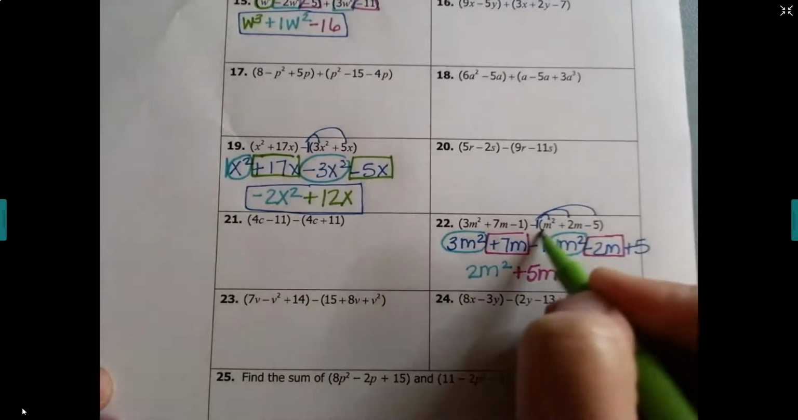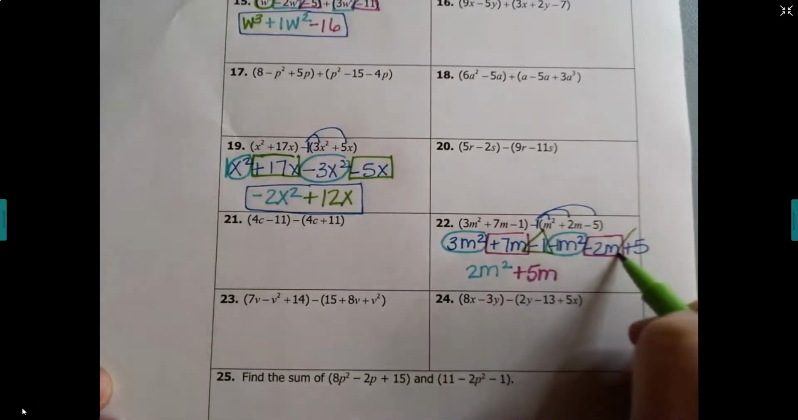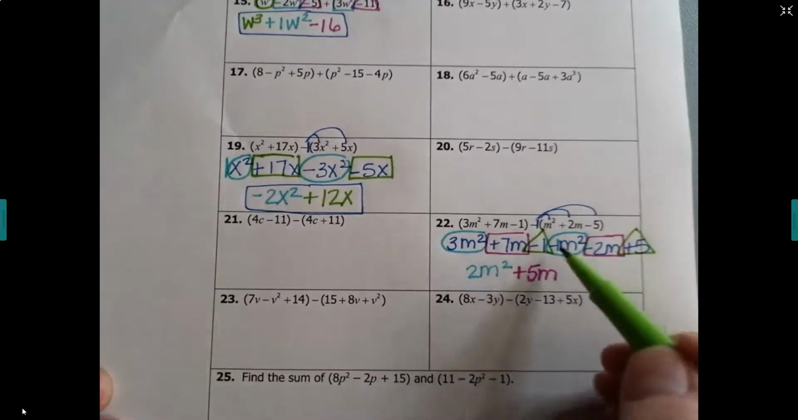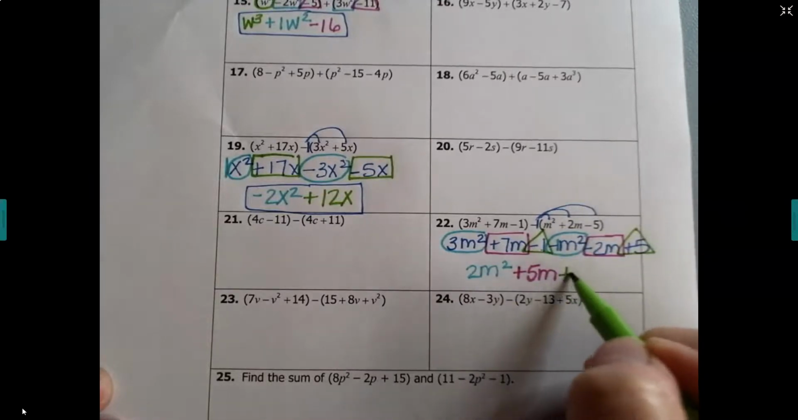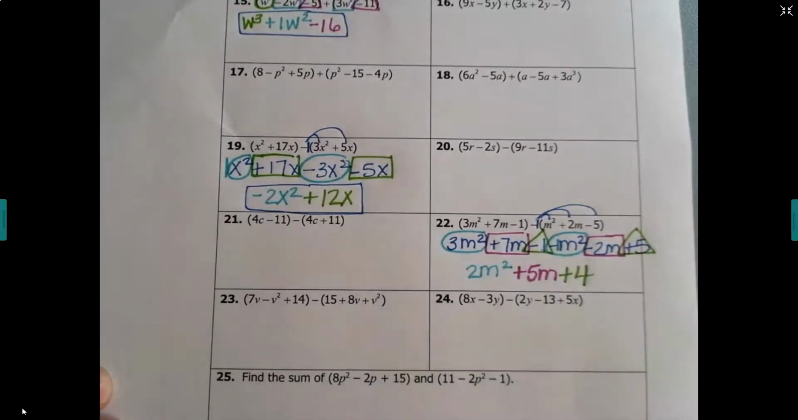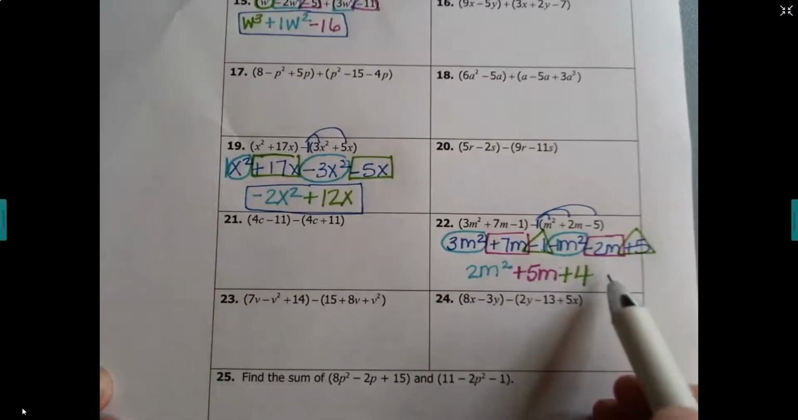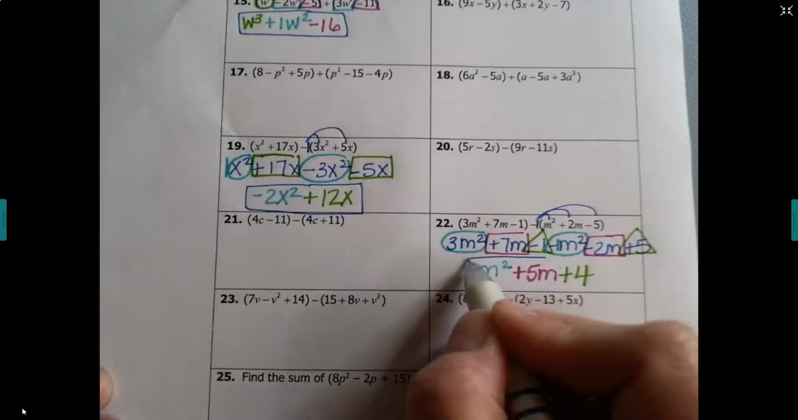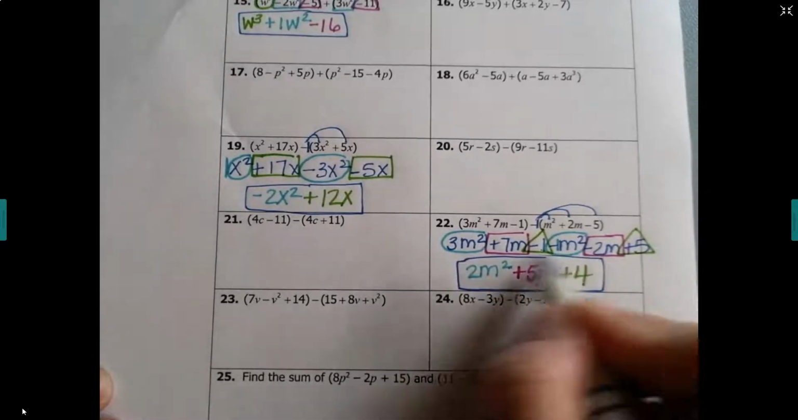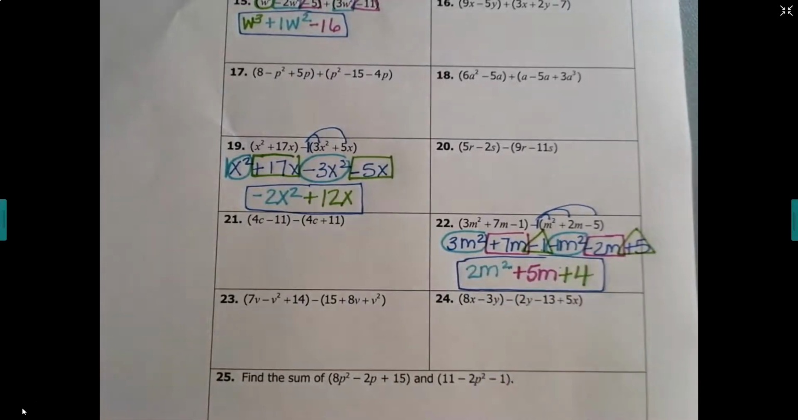And then we have a constant, -1, and a constant, +5. -1 plus 5 is a +4. Check your standard form. 2 exponents, 1 exponent, no exponent. It's in largest to smallest. So it's standard. There's our final answer.